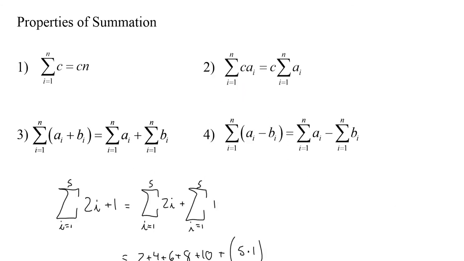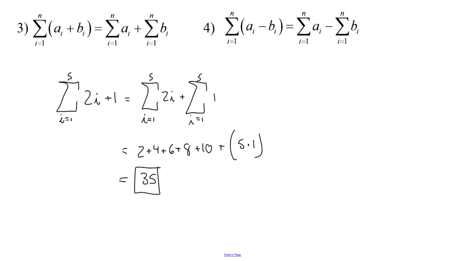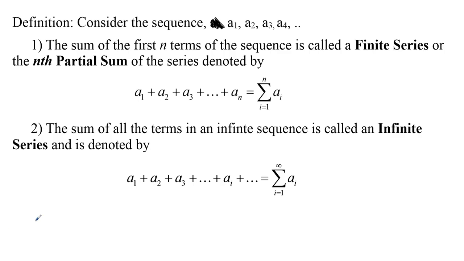In this particular instance right here, let's talk about this. This one here that we did in the last one, this represents the fifth partial sum because it is the sum of the first five terms. All right. And we can denote it by that.